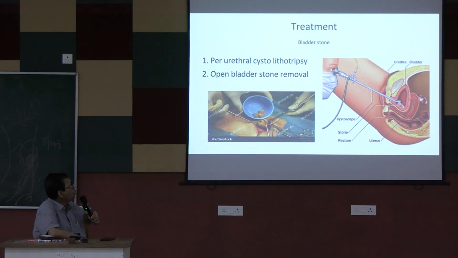That is called cystolithotripsy. Or if the stone is very big, suppose it is a 7 centimeter stone, it is very common with neurogenic bladder, where there is always retention of urine. Patient is not aware of the sensation of the bladder.